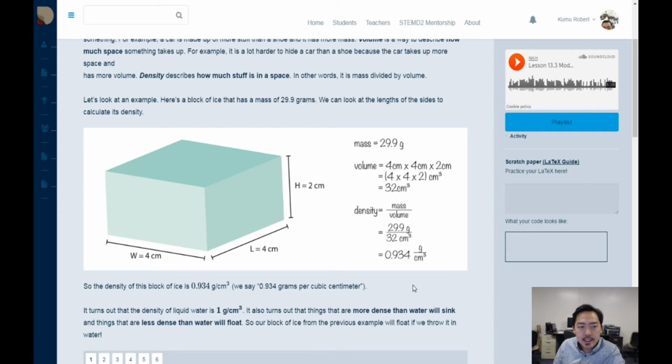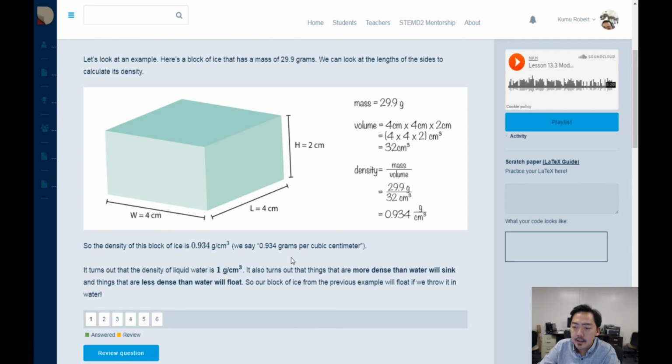This is important because it turns out that if you put something in a fluid, if it is more dense than the fluid, it will sink, but if it is less dense than the fluid, then it will float. Liquid water is a fluid that has a density of 1 gram per centimeter cubed. Since ice is less dense than liquid water, we can see that ice floats on water.